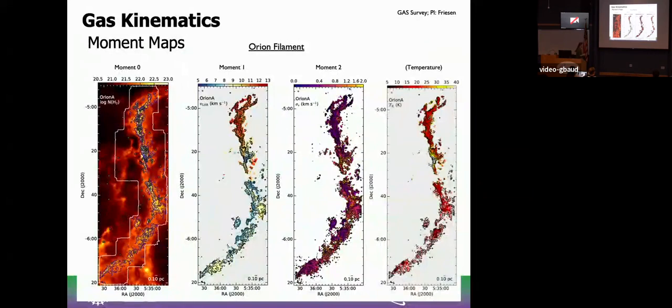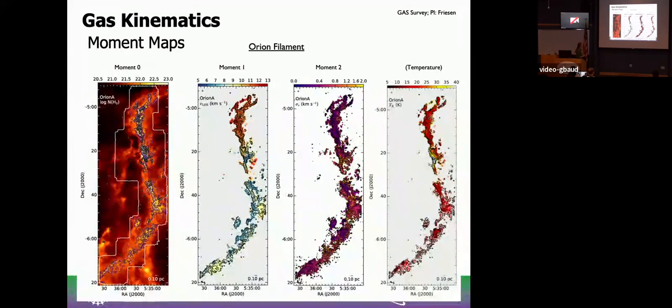All right, and then the last one that I wanted to show relative to moment maps was the GAS survey. This was by Rachel Friesen, showing the Orion filament. Here you can see those first 3 that I mentioned earlier, so moment 0, 1, and 2. The first one is the contours that you're looking at here. It's not the background, it's the contours. And she's overlaying those contours on the hydrogen column density to show a relative distribution of where she's observing this ammonia emission relative to the continuum that you see here.